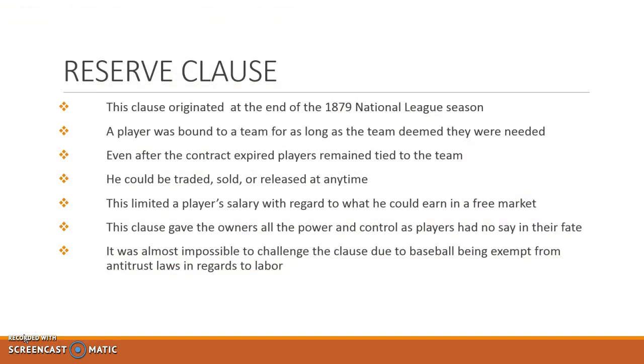This clause originated at the end of the 1879 National League season. A player was bound to a team for as long as the team deemed they were needed. Even after the contract expired, players remained tied to the team. He could be traded, sold, or released at any time under the reserve clause. This limited a player's salary with regard to what he could earn in the free market, or free agency as they call it now. This clause gave the owners all the power and control as players had no say in their fate. It was almost impossible to challenge the clause due to baseball being exempt from antitrust laws in regards to labor.